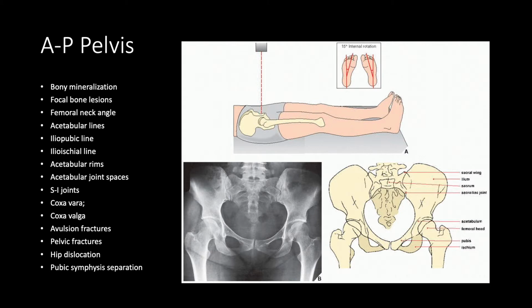So for these, primarily we're looking at bone density, any type of femoral issues. We'll be looking at the SI joints, avulsion fractures, pelvic fractures, and hip dislocations as the primary things we'll be looking at with these views.